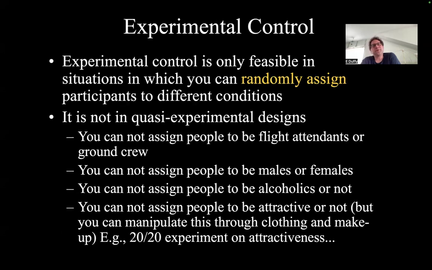And experimental control really is only feasible in situations where you can randomly assign participants to different conditions, which you don't have in quasi-experimental designs. Okay, so imagine that you're studying cancer rates between flight attendants or ground crew. You can't randomly assign a person to those tasks because they require training, right? They require expertise. And so maybe people that become flight attendants are different in other ways than people that work on the ground crew. Okay?